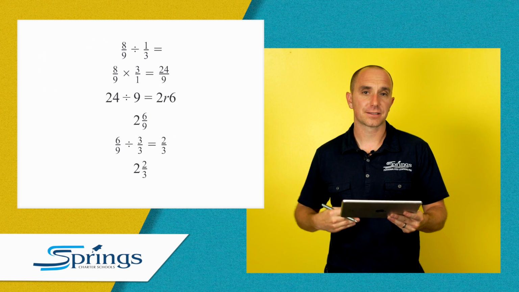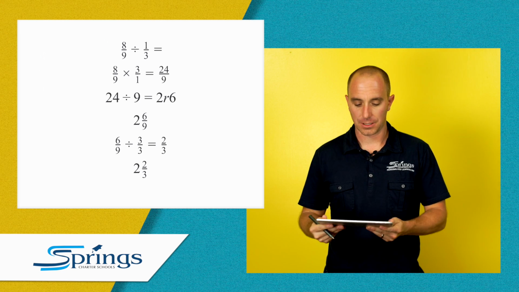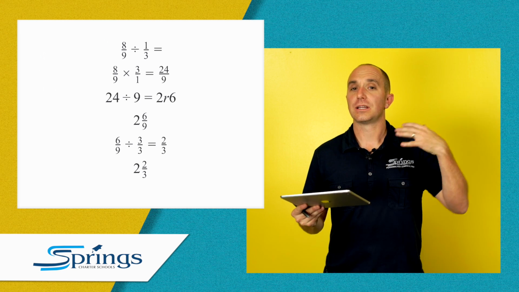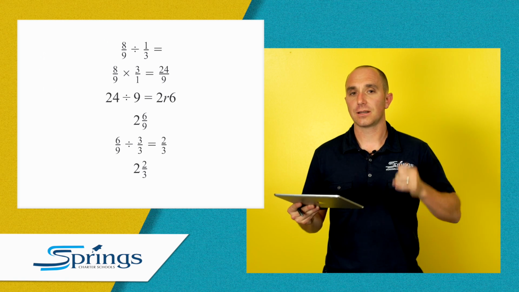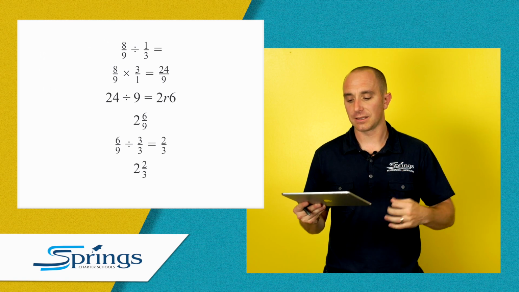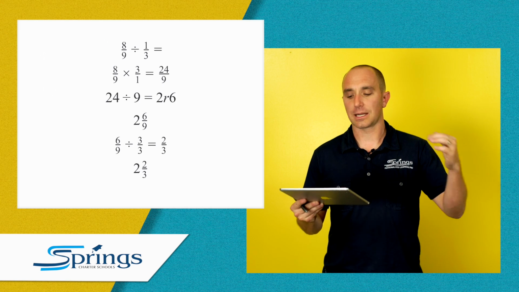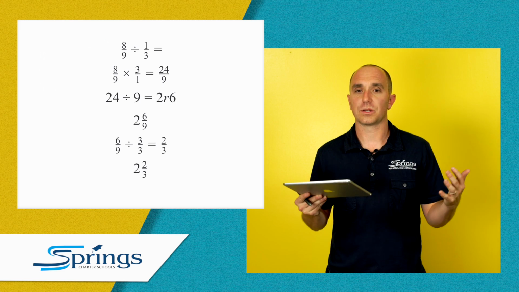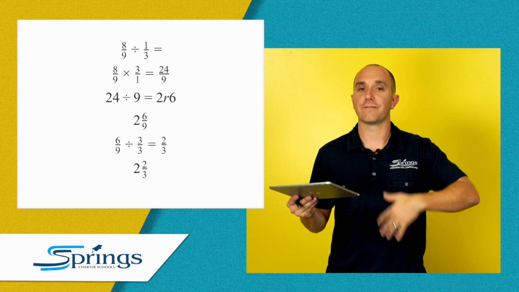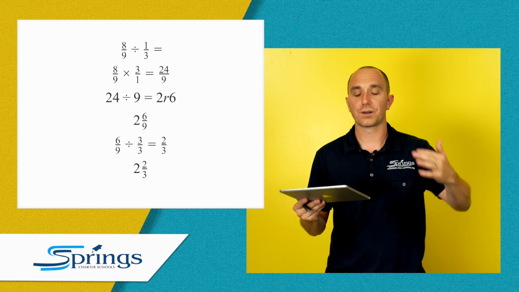We have 8/9 divided by 1/3. So we have 8/9, and then we're going to times it by 3 over 1 because we're going to keep the 8/9, change the sign, flip the other one. So we have 8/9 times 3 over 1. 8 times 3 is 24. 9 times 1 is 9. So now we have 24 over 9, and we can't leave it as an improper fraction. We have to convert it to a mixed number.